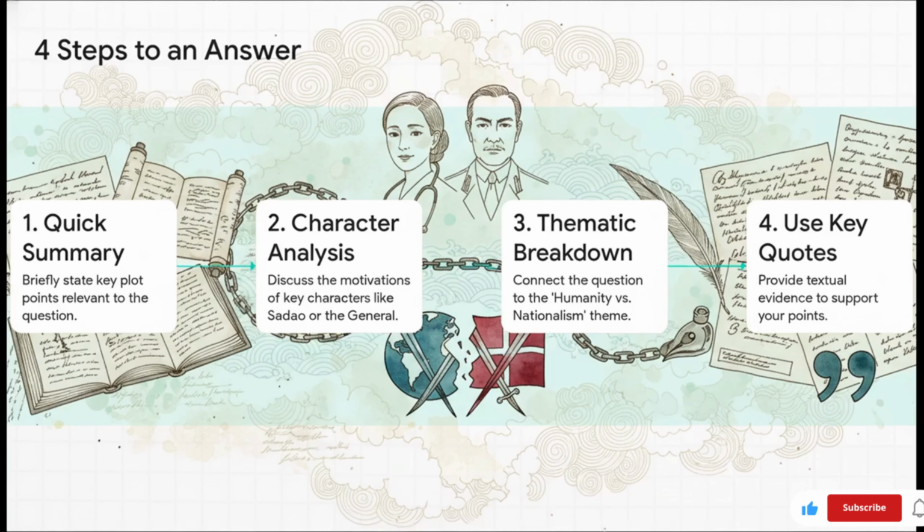And here you go, a simple 4-step recipe for the perfect answer. 1. Give a quick summary that's relevant to the question. 2. Analyze the character's motivations. 3, and this is so important, always connect it back to that big theme of humanity versus nationalism. And 4, prove your points with some solid quotes from the text. Follow this, and you'll be golden.